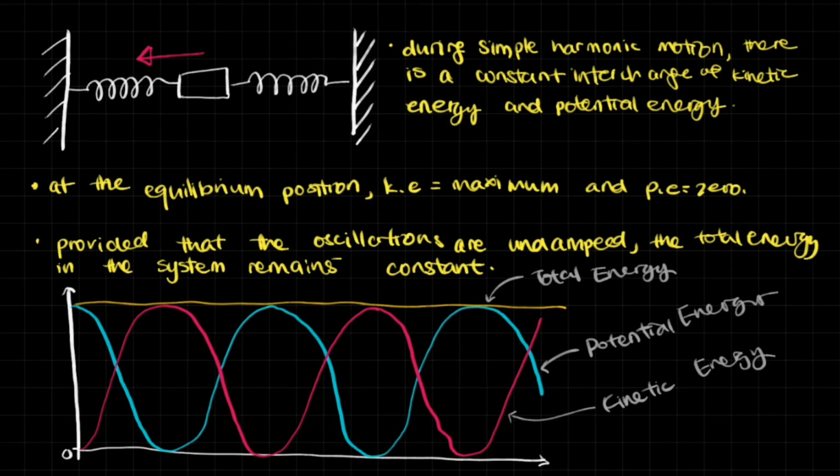So now let's talk about the energy changes that happen during simple harmonic motion. During simple harmonic motion, there is a constant interchange of kinetic energy and potential energy. Potential energy can be of all sorts.